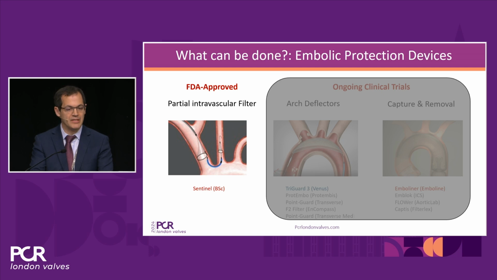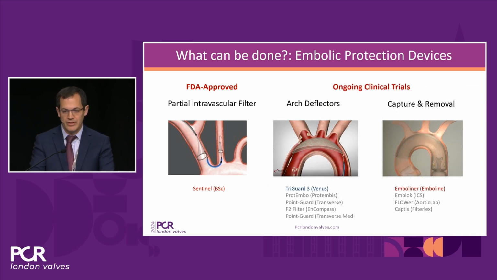At present, there remains a single broadly available device, that's the Sentinel device, which is a partial intravascular filter. But there are new devices, multiple of them, entering various stages of investigation. These really fall into two broad categories, those of arch deflectors. These provide more complete cerebral protection, but do not capture debris. Rather, they deflect it to the lower circulation. And then capture and removal devices that provide complete protection, not only of the brain circulation, but the entire distal aortic circulation as well, and offer the opportunity to actually capture debris and remove it from the body.